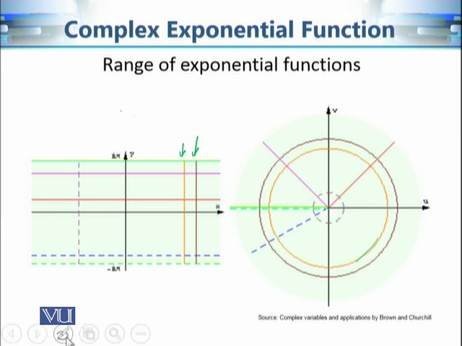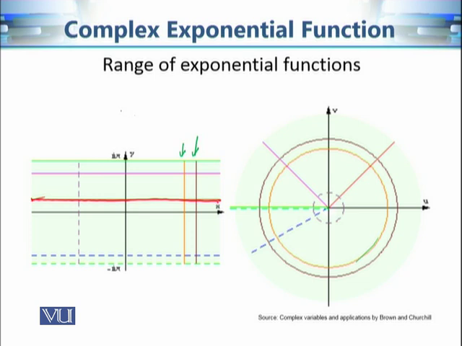Okay, so now let's consider this red line. On this red line we can see that the imaginary part is fixed, but the real part is changing. As we have discussed, the real part determines the modulus of the output. So the modulus is changing, but the imaginary part is fixed, so the argument of the output is going to be the same.